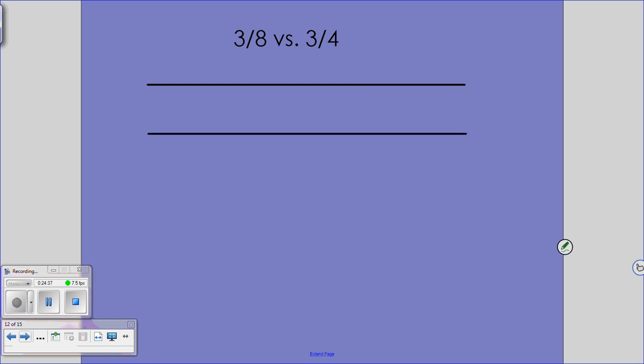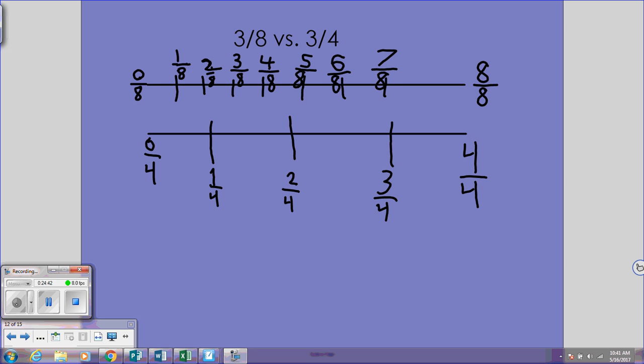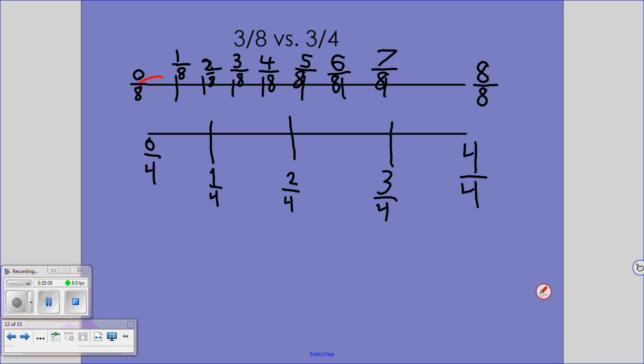Alright, we're going to try some others. We're going to do 3/8 versus 3/4. How many jumps or hops am I going to do for the first one? 8? I am not going to do 8. Look at that fraction again. Look at what I'm comparing. I'm going to do 3, because my numerator tells me I'm using 3 pieces. I'm going to hop 1, 2, 3, and stop. I want to stop at 3/8.